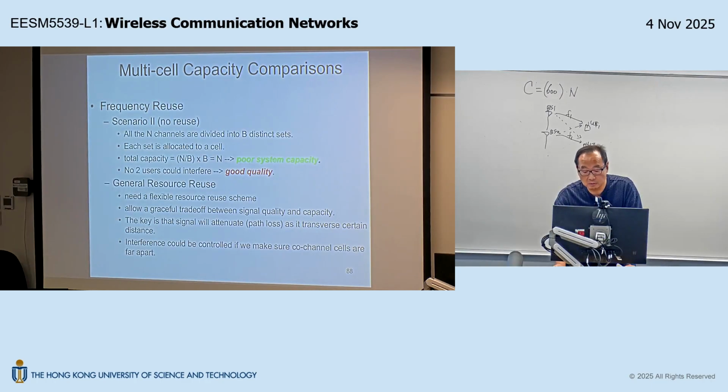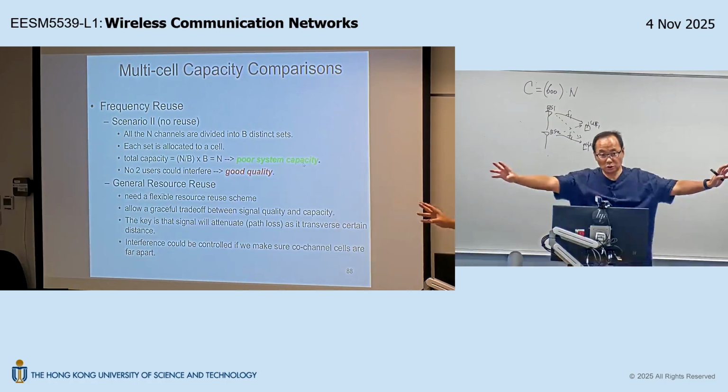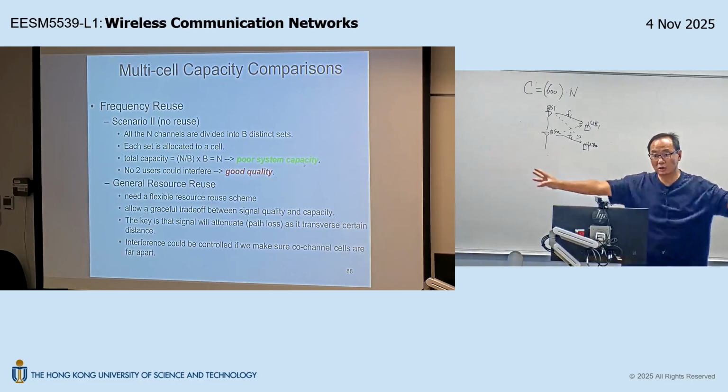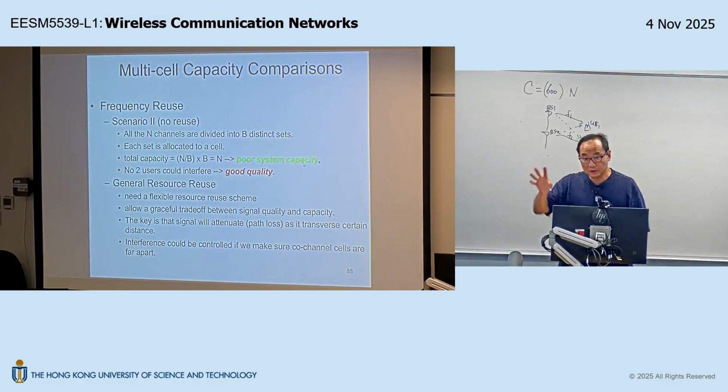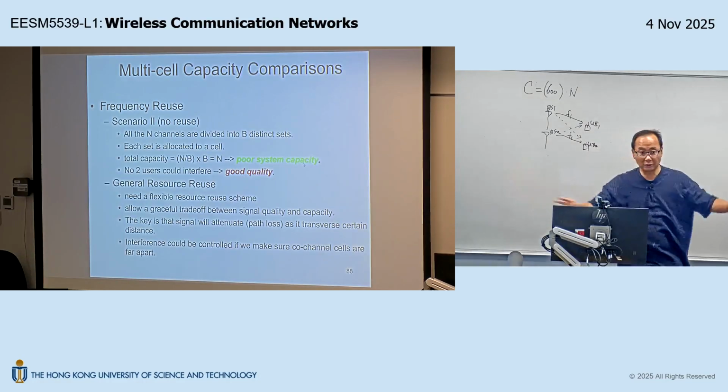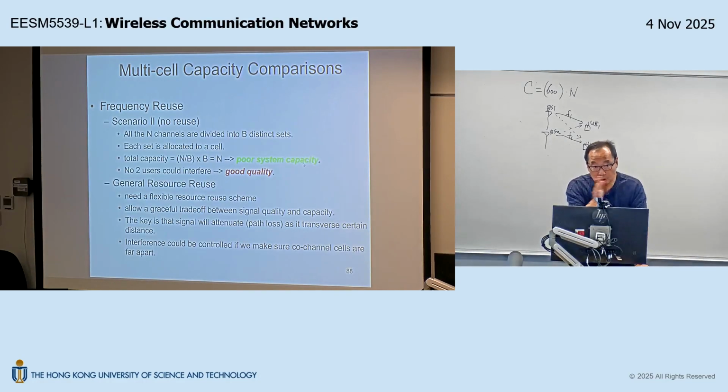So good quality, but poor system capacity. Obviously, these are two ends of the spectrum. We shouldn't operate our network in either of these ends because that is not a trade-off, right? Completely biased to the user or completely biased to the operator is not the right way. So we want to operate somewhere in between.